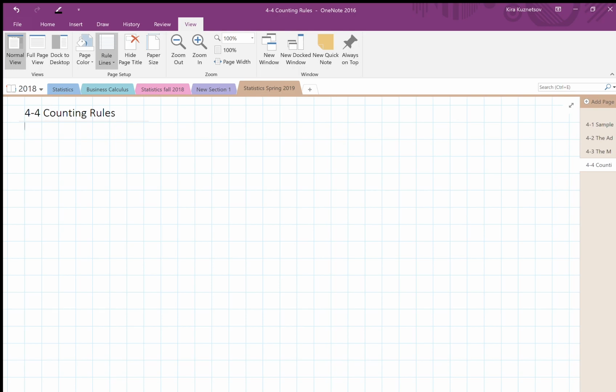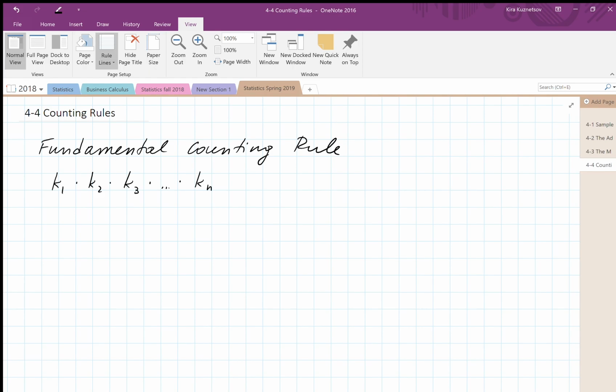This is a lecture on 4-4, the counting rules. The first counting rule is the fundamental counting rule. The number of ways that you have in your sample space, the number of possibilities in your sample space, depends on the number of choices of each event. So you're going to end up with K1 times K2 times K3 all the way down to however many things you're talking about. My first example is in the book.